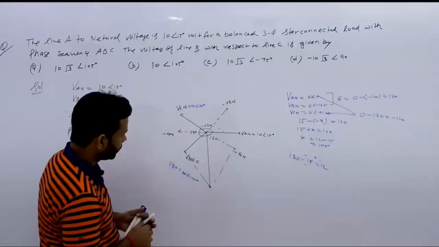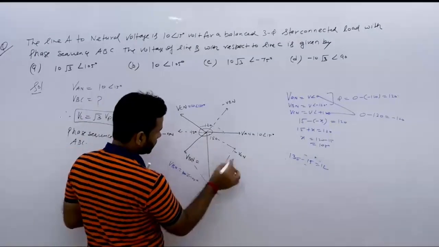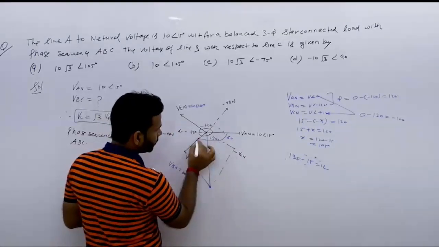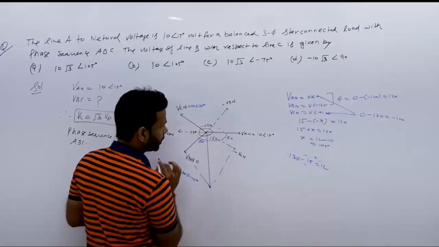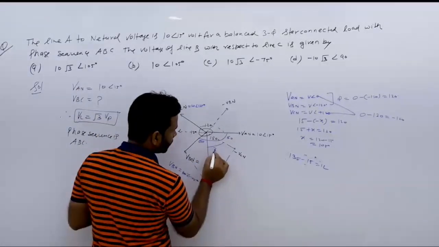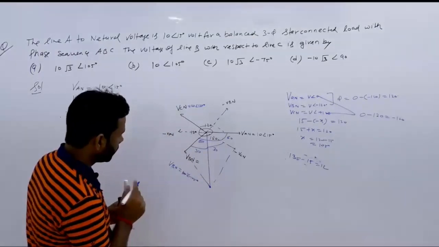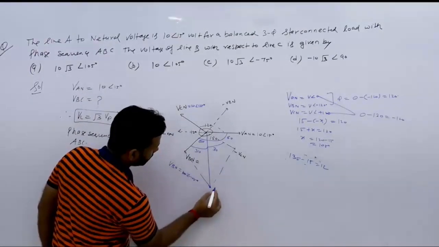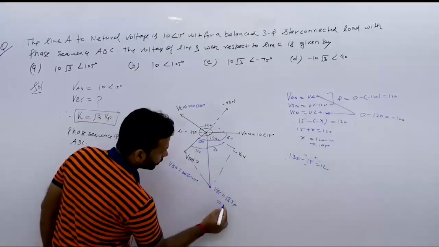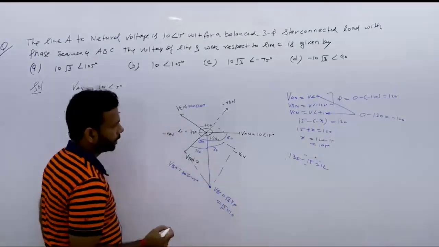Okay, so if you see this angle is 60 degrees, then this angle is also 60 degrees. This angle is 60, then this angle is 30 and this angle is also 30 degrees. Now this VBC is equal to root 3 VP. So we have to take root 3 into 10 and we have to see the angle.